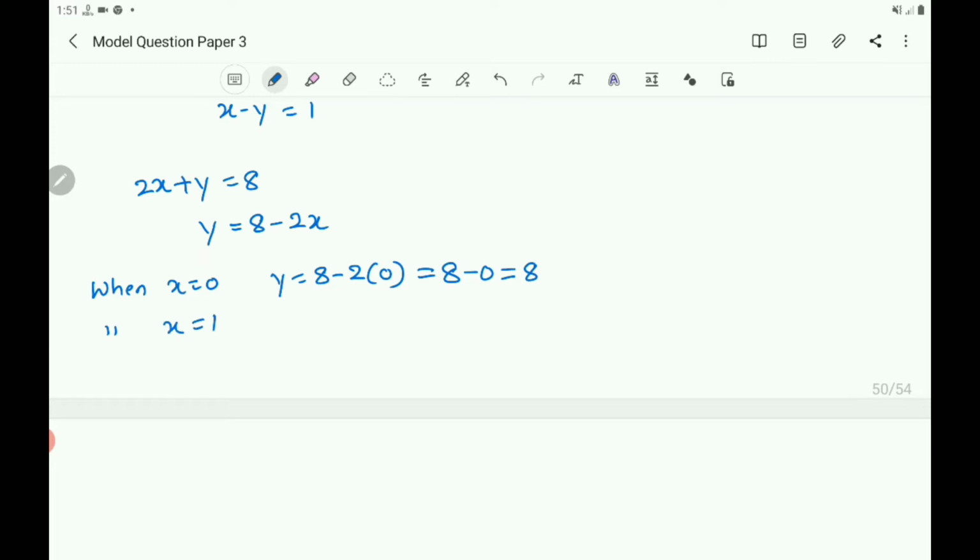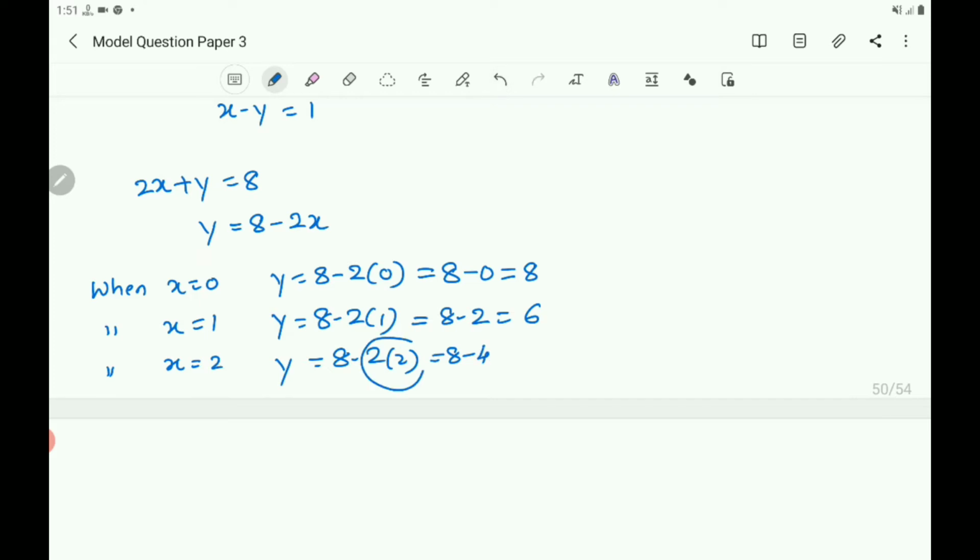If you take x equals 1, y equals 8 minus 2 into 1. Here in the place of x you write 1, that is, 2x means 2 into 1. So 8 minus 2 into 1 is 2, and 8 minus 2 is 6. Again you take one more value, x equals 2. When x equals 2, y equals 8 minus 2 into 2, that equals 8 minus 4, since 2 twos are 4. 8 minus 4 equals 4.